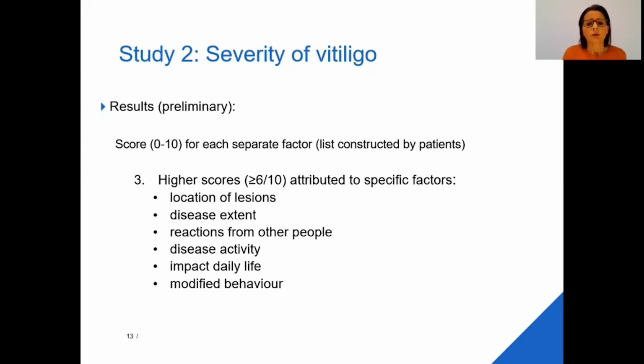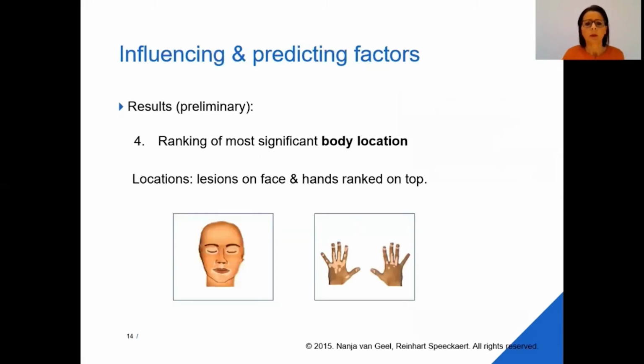Based on the scores from 0 to 10 that were attributed to the separate factors, higher scores were seen for location of the lesions, disease extent, reaction from other people, disease activity, impact on daily life, and modified behavior. And based on the ranking of the most significant body locations, we could see that the lesions on the face and the hands were ranked on top.